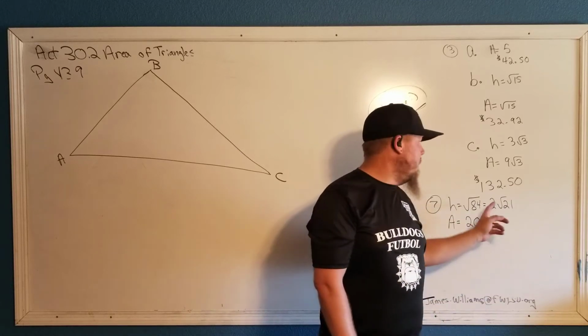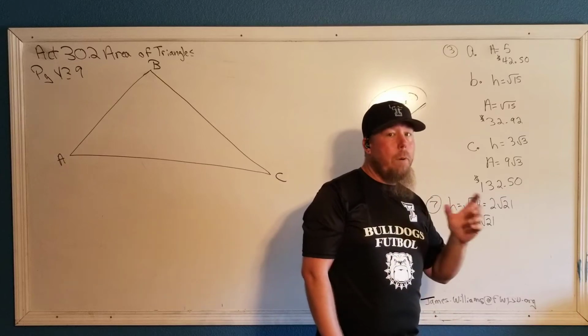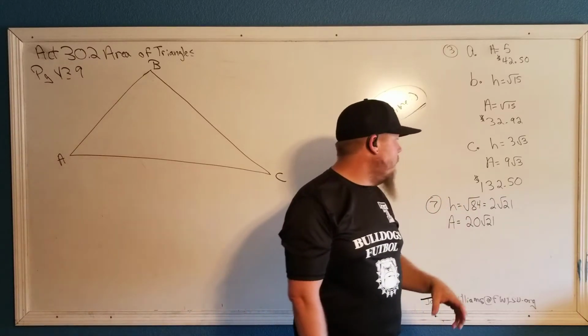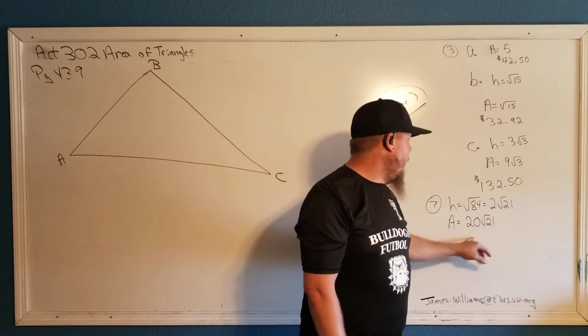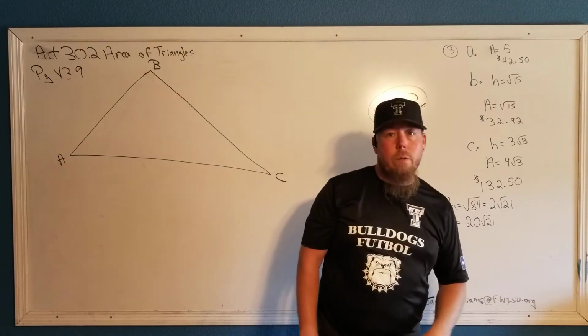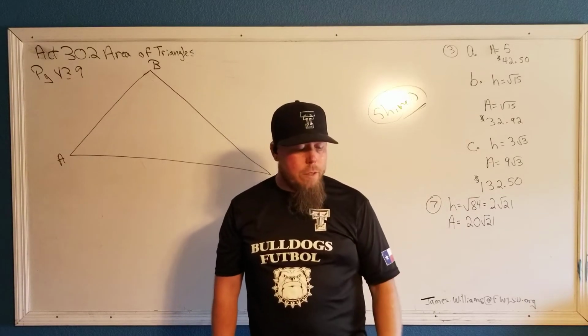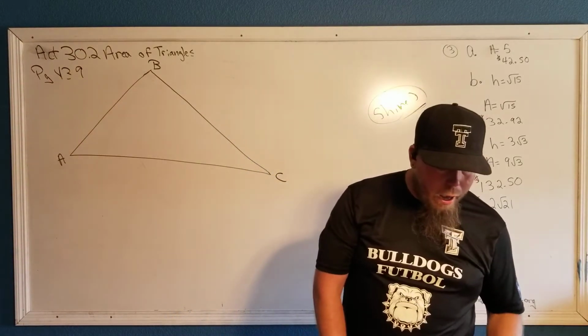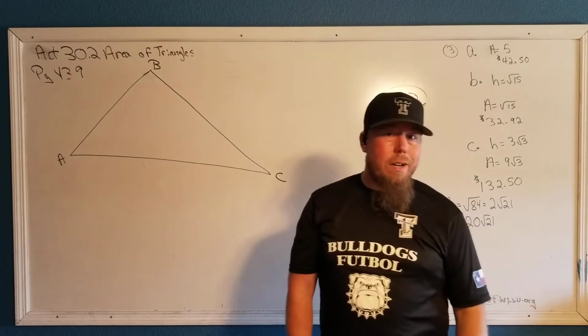That's going to be your height, with your base being 20. You add the 6 and the 14 because remember, you want both parts of that. So you would have 20 times 2 root 21 over 2, and so your final area is 20 square root of 21. Notice they say leave your answer in radical form, because that's what they want. That's the better option.